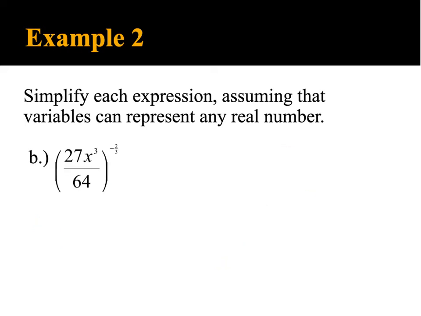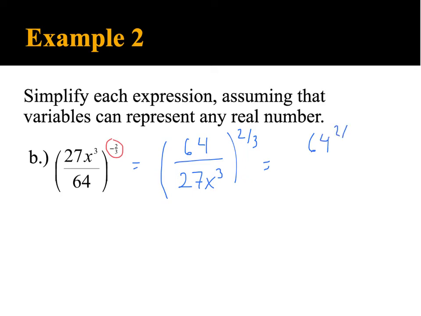So here, another negative power. Again, first thing I notice is that this power is negative, so I'm going to go ahead and use the reciprocal property. So this is just 64 divided by 27x cubed, and now the power becomes positive, so I can write it as 2/3. Okay, so now what? Now I make sure that everything inside the radical has this power. That means I have 64 to the 2/3, I also have 27 to the 2/3, and then I have x cubed to the 2/3.